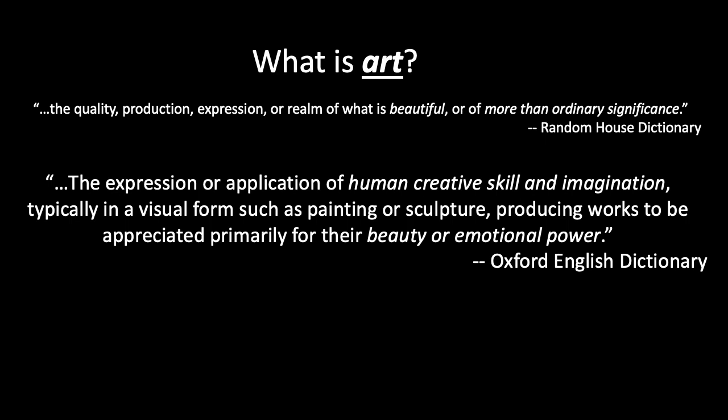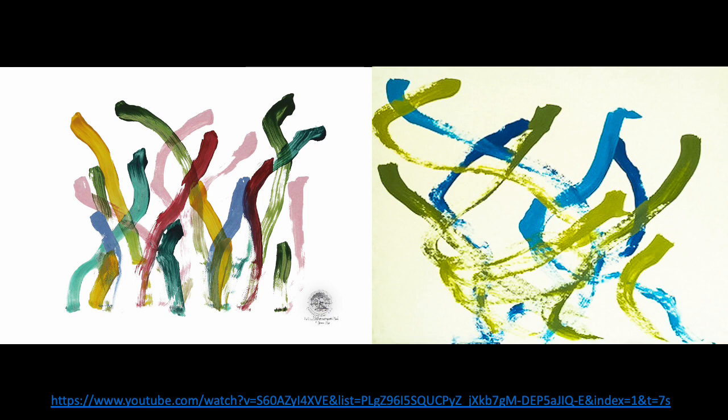Another definition of art to consider comes from the Oxford English Dictionary. It says that art is the expression or application of human creative skill and imagination, typically in a visual form such as painting or sculpture, producing works to be appreciated primarily for their beauty or emotional power. So with that in mind, here we're looking at two paintings that were made by an elephant in Thailand. Now, elephants have the largest brains of any land mammals, and they are known to be creative. Some of these works have fetched thousands of dollars, which have ultimately been put towards funding conservation efforts for elephants in Thailand. But is this art if our definition of art consists of the expression or application of human creativity, skill, and imagination? Perhaps this is skill, perhaps this is even creativity, but it's not human. So is it art?